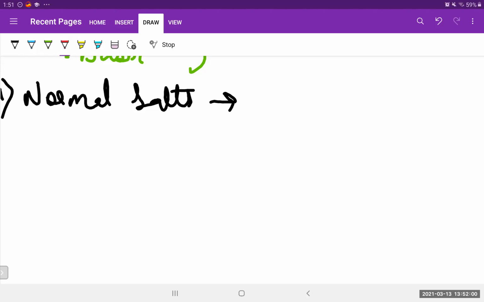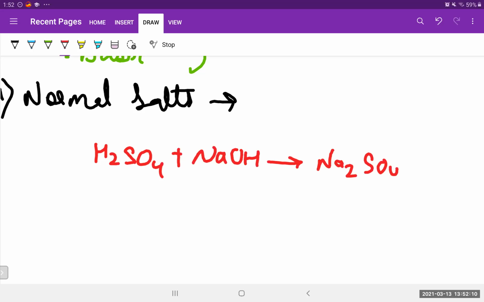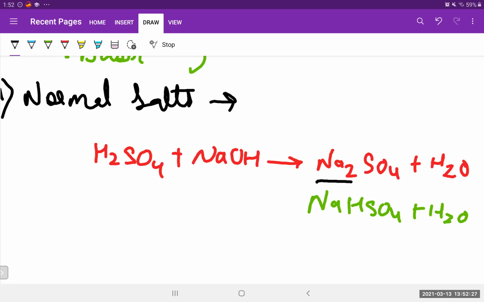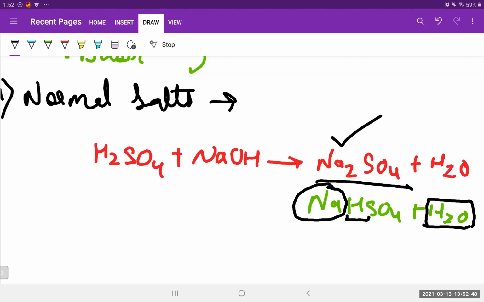Like I gave you the example now of H2SO4 plus NaOH. What will it give? It will give Na2SO4 plus H2O. In another case, I told you all that it was giving us NaHSO4 plus H2O, right? Tell me in which one complete ionization is happening, complete replacement is happening. See, in this one, the complete replacement is happening. But in this one, the hydrogen ion is not getting completely replaced by the metallic ion, that is the sodium ion. It has only replaced one atom of hydrogen. Yes or no? So this is a normal salt.